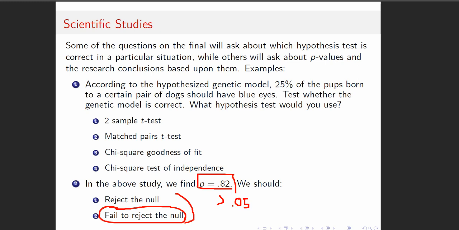What does that mean? Remember, that's good in chi-squared goodness of fit. If we reject the null, we're rejecting the probability model. But here, let's just say that this person is really interested in dogs that have blue eyes, so they want their probability model to be correct. So this is good news that they fail to reject the null. Therefore, we have no evidence that the genetic model is flawed.